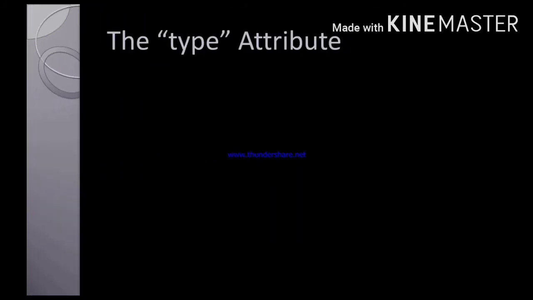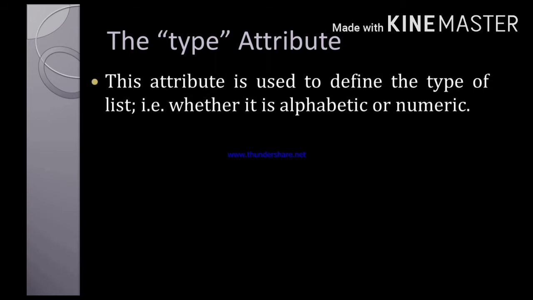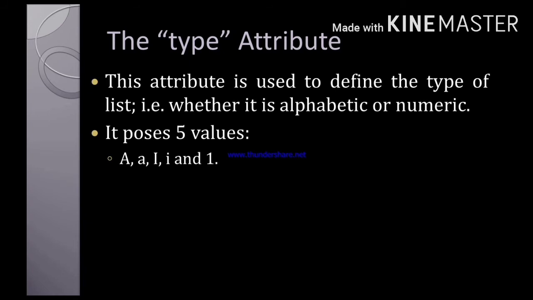The type attribute. This attribute is used to define the type of list, that is whether it is alphabetic or numeric. Means to provide a particular kind of sequence, whether a numeric sequence, alphabetic sequence or a Roman number sequence, we need to use the type attribute. It possesses 5 different values. Any of the values we can use: A, small a, capital I, small i, and 1.